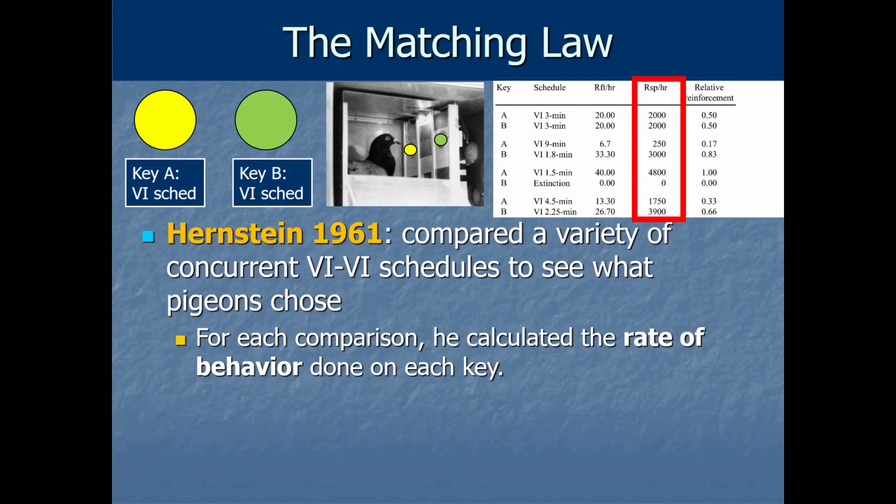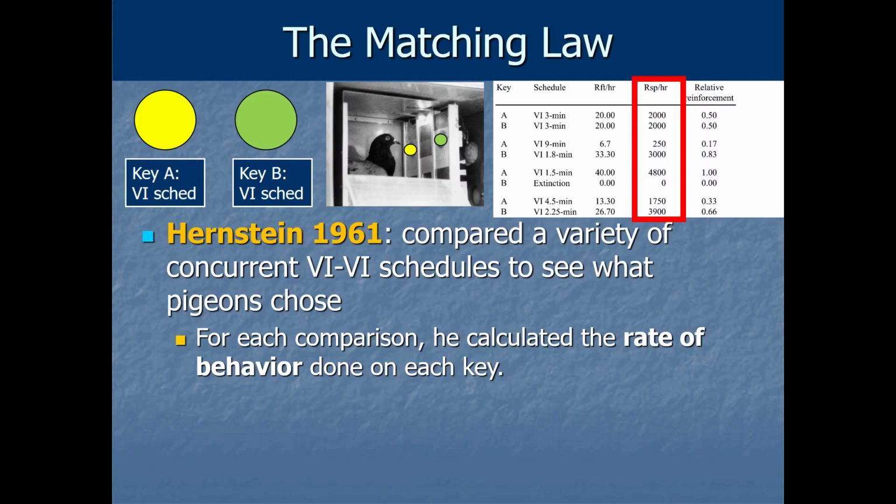In the top experiment, the VI 3 minutes versus a VI 3 minute, they hit each of the keys 2,000 times on average. In the third comparison, they hit key A 4,800 times and never key B. And so on. So you can see there's their actual behavior.